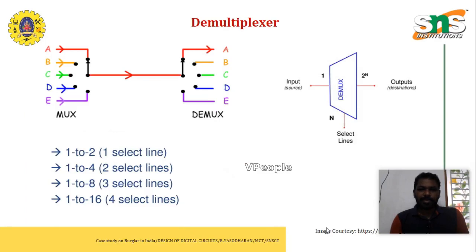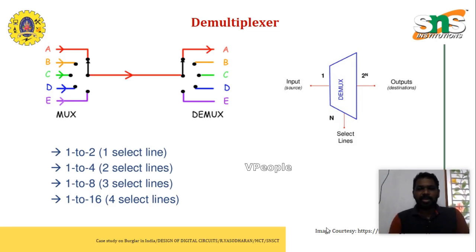Similarly, a demultiplexer is just the inverse of a multiplexer. Here we have only one input. That input will be directed to any one of the 2^n outputs. So we have multiple output channels, but only one input. That particular input has to be directed to a particular channel of the 2^n outputs, and this is done with the help of select lines.